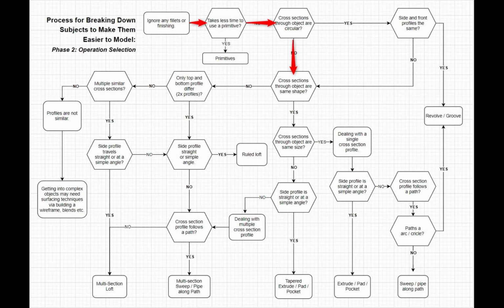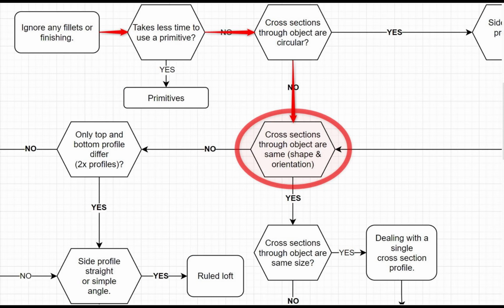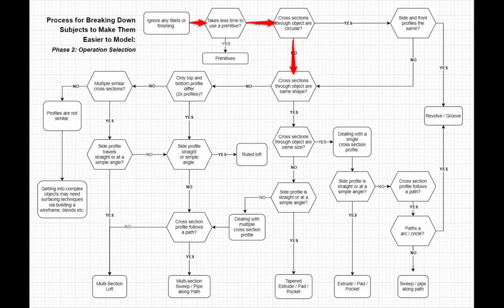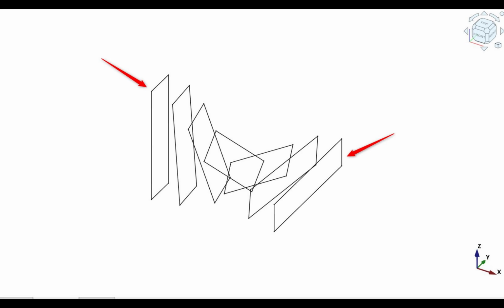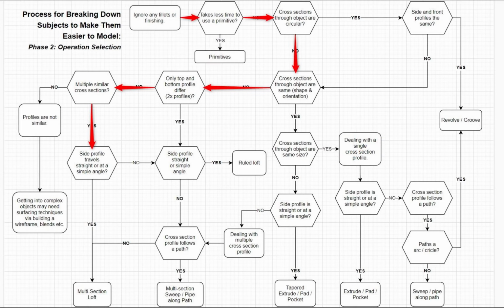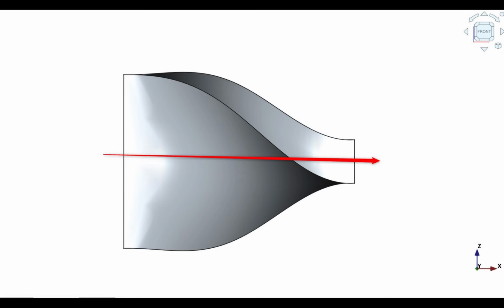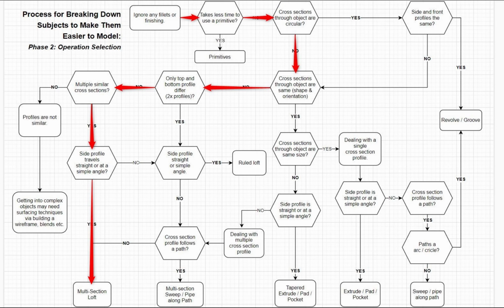Instead of asking, are the cross sections through the object the same shape, we modify it and ask, are the cross sections through the object the same shape and orientation? Therefore, the cross sections are not identical. If we look at the top and the bottom profiles, they differ, and there are multiple similar cross sections throughout the section. Additionally, when viewed from the side, the travel of the shape is straight. This suggests that we would use a multi-section loft operation.